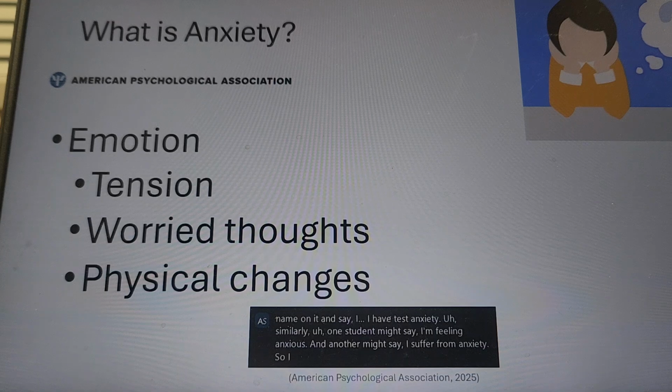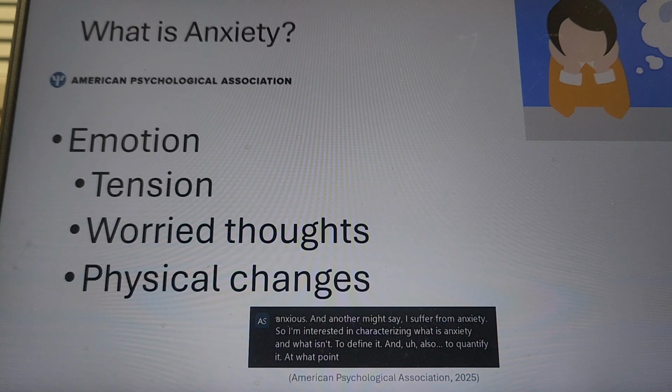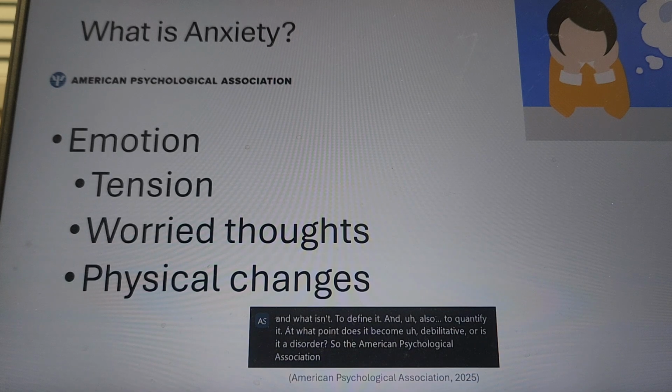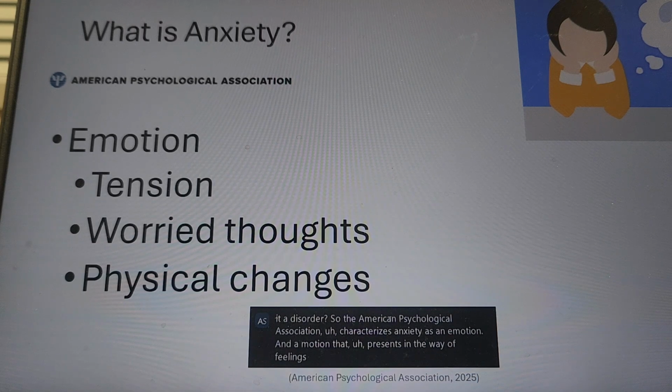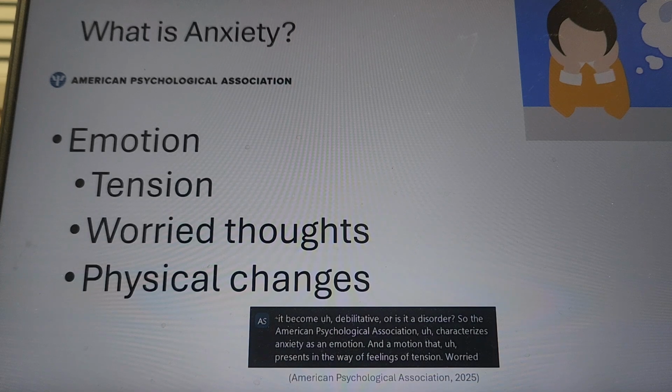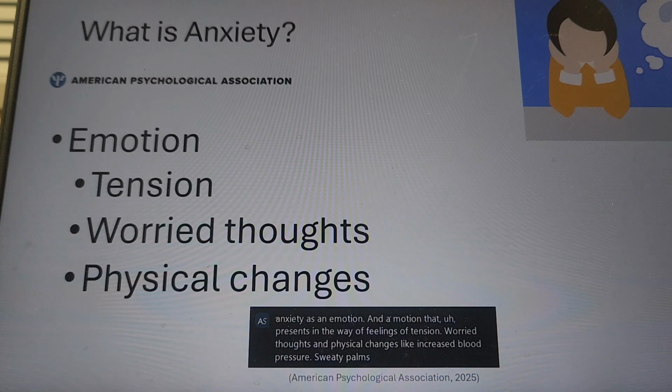So I'm interested in characterizing what is anxiety and what isn't, to define it, and also to quantify it. At what point does it become debilitative, or is it a disorder? So the American Psychological Association characterizes anxiety as an emotion that presents in the way of feelings of tension, worried thoughts, and physical changes like increased blood pressure, sweaty palms, upset stomach, and even things like headaches.